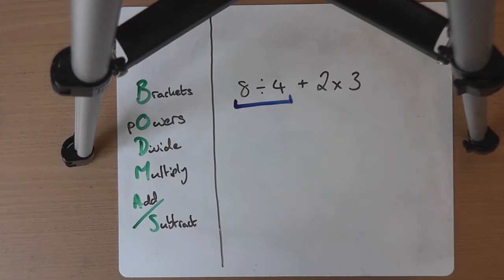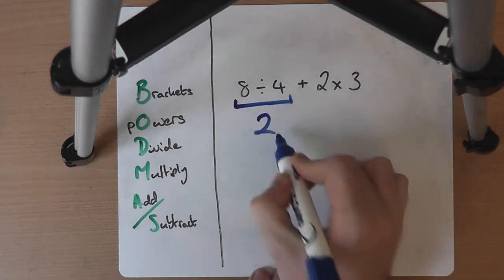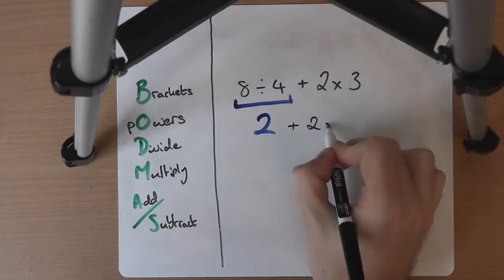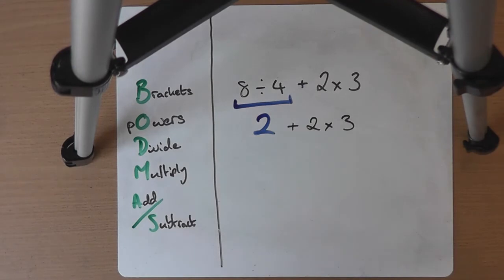And 8 divided by 4 is 2. So we're going to write down the 2. Then the rest of the question we're going to carry down from the previous line. So the plus 2 and the times 3 we haven't used yet. We're going to carry those down. One change per line. Let's not try and do too much at once.